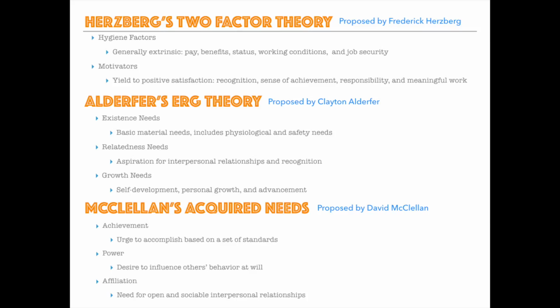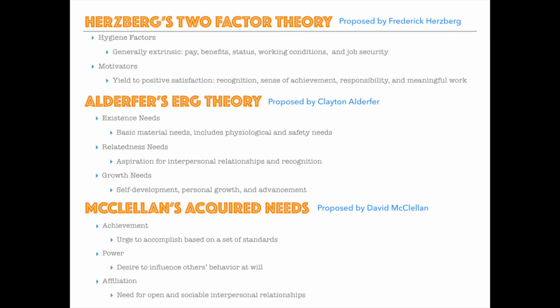Alderfer's ERG theory, which was proposed by Clayton Alderfer, actually has 3 categories, the first of which is existence needs, which includes basic material needs, including physiological and safety needs. This combines the base 2 levels of Maslow's hierarchy pyramid. The next category is relatedness needs, which includes aspiration for interpersonal relationships and recognition. The last category of this theory is growth needs, and this includes self-development, personal growth, and advancement.